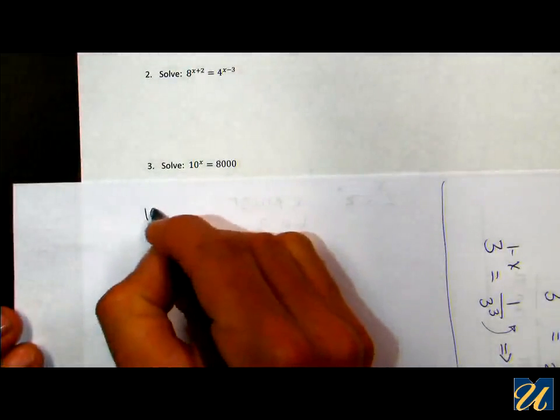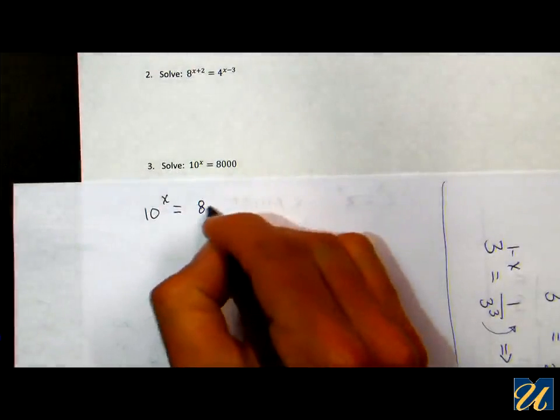Let's see what else we got here. Problem number 3. Solve 10 to the x equals 8,000. Well, if it were 10,000, that would be fairly easy, since 10,000 is representable as a power of 10. But 8,000 is not. So this one is going to involve logarithms.